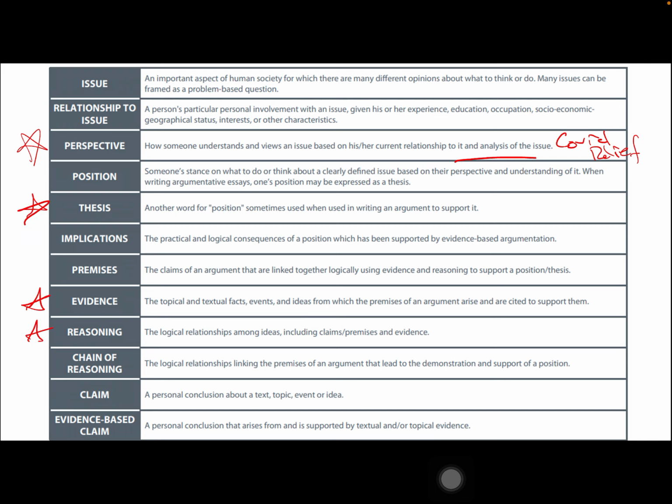We know about thesis and claims. We know about evidence and reasoning. So, take a second. You don't have to make flashcards and memorize these, but these are great terms to take a look at. This is an organizer that you could set up, right? You can use this for tracing the development of the argument. What is the issue? What is the perspective? Then what is the position, right?